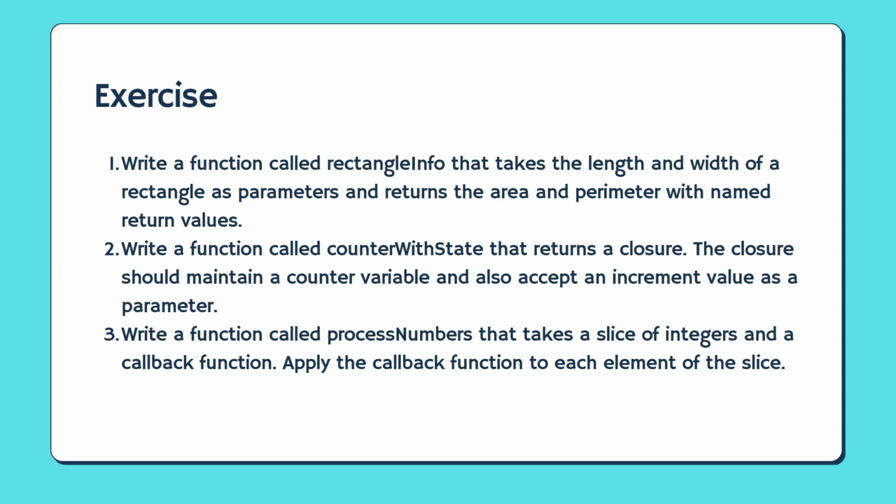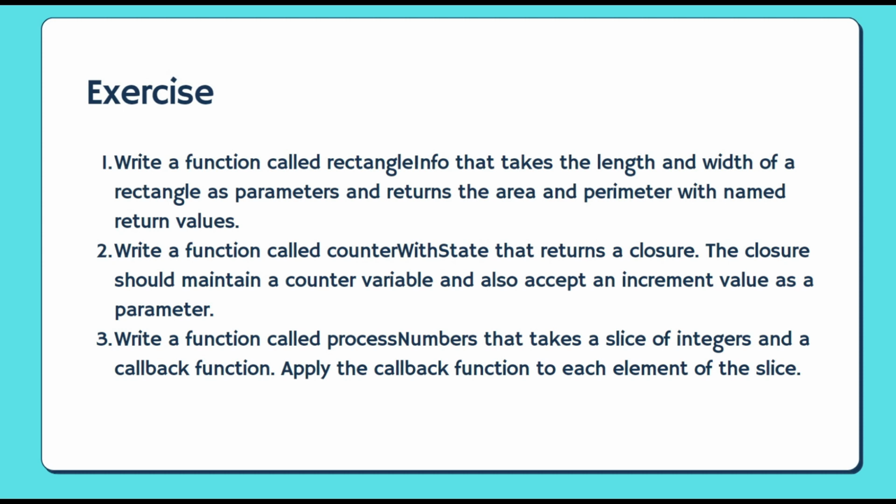Number 1. Write a function called rectangleInfo that takes the length and width of a rectangle as parameters and returns the area and perimeter with named return values. Number 2, write a function called counterWithState that returns a closure. The closure should maintain a counter variable and also accept an increment value as a parameter. Number 3, write a function called processNumbers that takes a slice of integers and a callback function. Apply the callback function to each element of the slice.